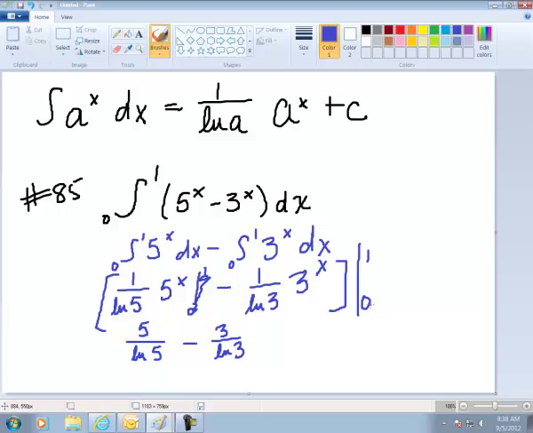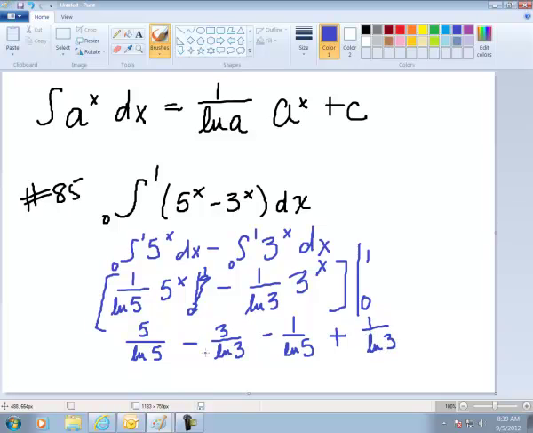And now I'm going to put in the 0. Any number raised to the 0 power becomes 1. So I'm going to subtract, because remember it's this minus this when we evaluate it, 1 over natural log 5. The 5 to the x has gone away because it became 1 when I plugged in the 0. And now it's going to be minus a minus, so this is going to become a positive. Again, when I plug in the 0 here, this goes to 1, and I get 1 over natural log 3.